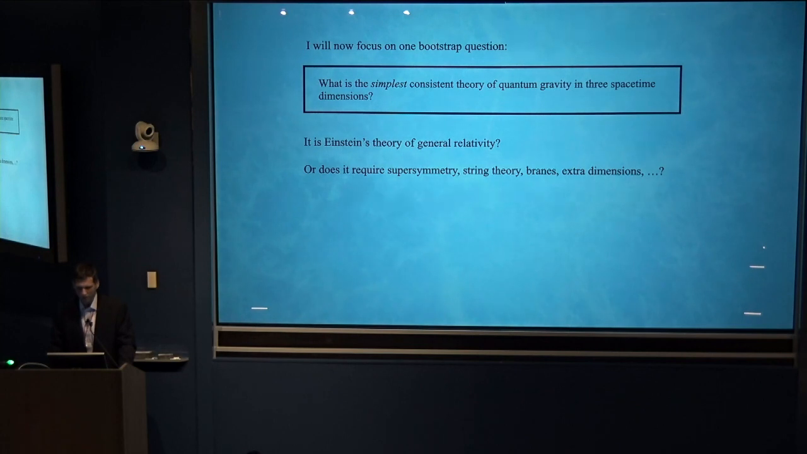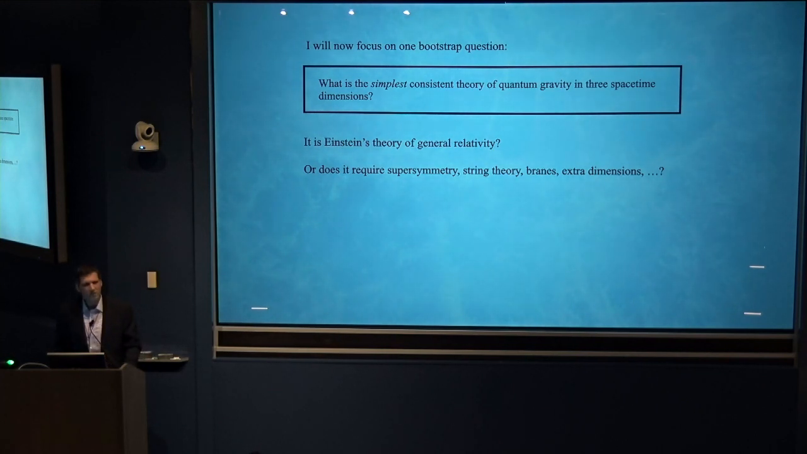Does it require things like supersymmetry, which many people have theorized? Or does it require string theory? Does it require extra dimensions or exotic objects known as branes? Well, this question is not yet answered, but I want to see where it leads us. It's going to take us somewhere interesting.